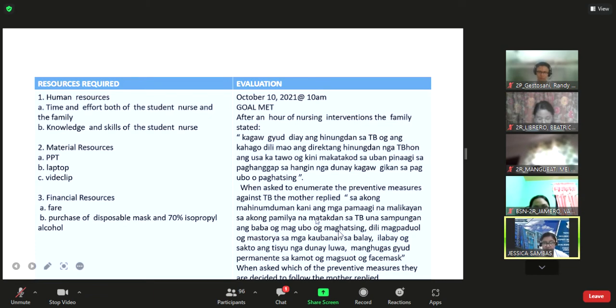When asked which of the preventive measures they decided to follow, wala ko. The mother replied, basta na siya reply din ani, hindi na ako maklaro ang iyang response. So, meron po talaga siyang corresponding proof. Nakuha po ninyo? So, that's how you are going to evaluate.